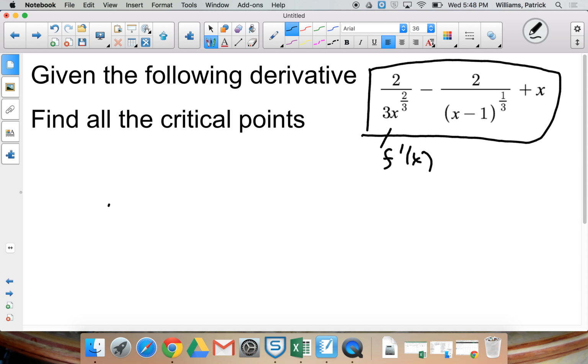I'm going to challenge you right now and say that there are 2 critical points here that you could find if you understand the meaning of a derivative is undefined, that you could find without using a calculator right now. Pause the video, see if you can find them.